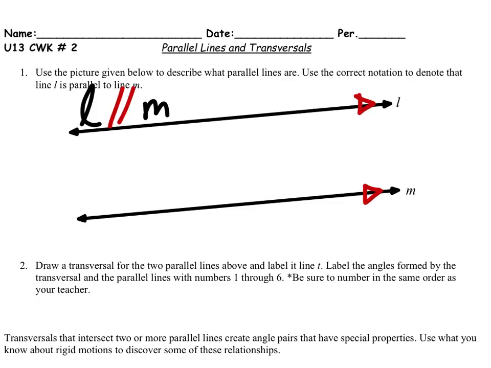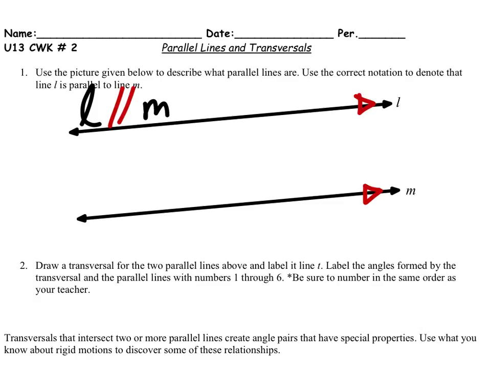Draw a transversal for the two parallel lines above and label it line T. Label the angles formed by the transversal and the parallel lines with numbers 1 through 8. Be sure to number the same, we'll just number them together, alright? If you want to follow along, that would be great. If not, do it anyways.